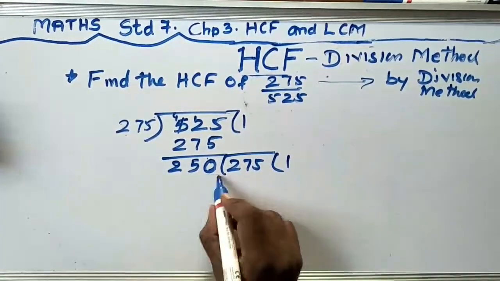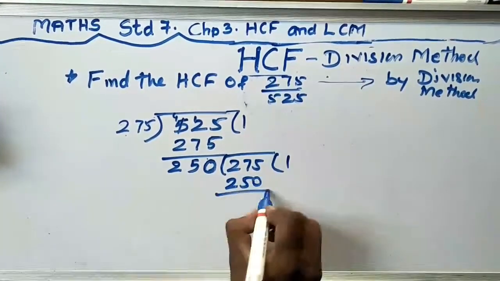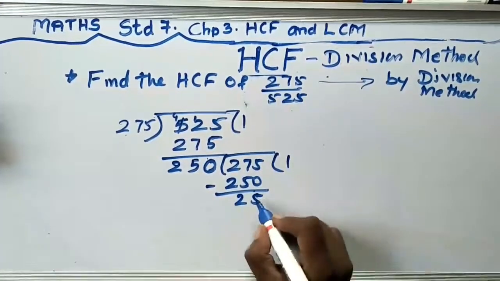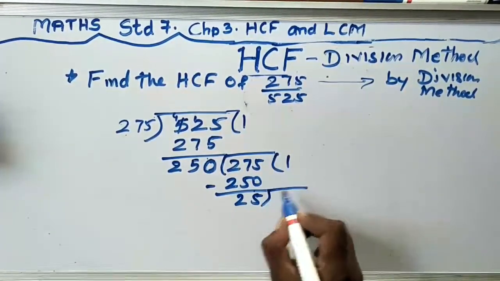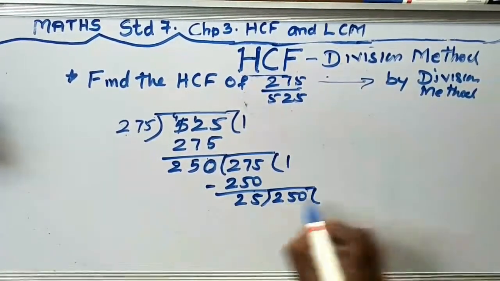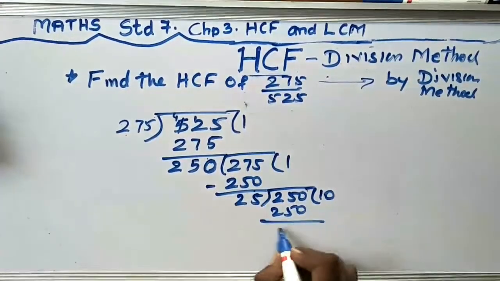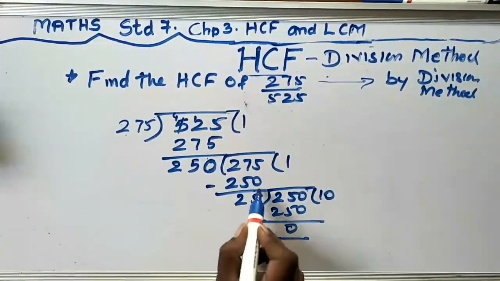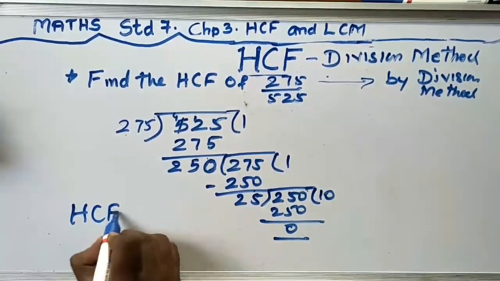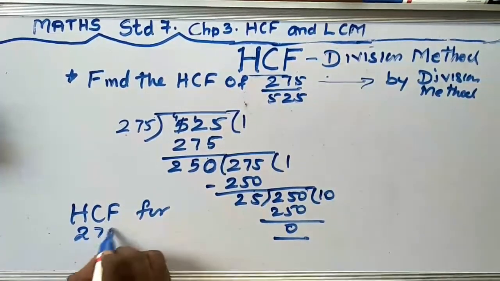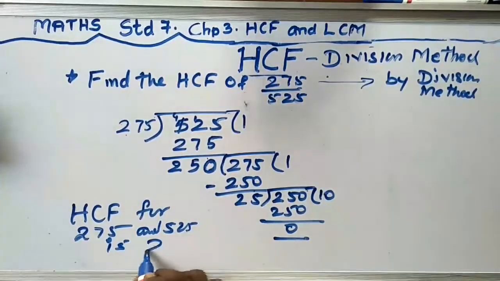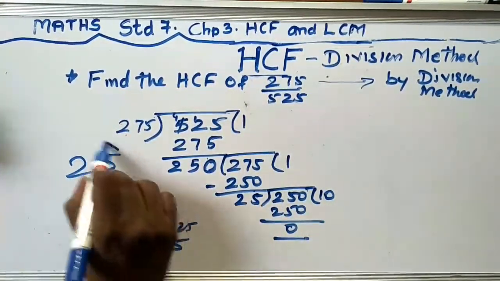Again 1 times 250 ones are 250. Subtract it, we get 5, 2. Now this 25, again you have to write this 250. How many times it goes? 25 tens are 250. So you get 0 as a remainder. That means because of this 25 you got the 0 as a remainder. That means our HCF for 275 and 525 is 25. So our answer is 25.